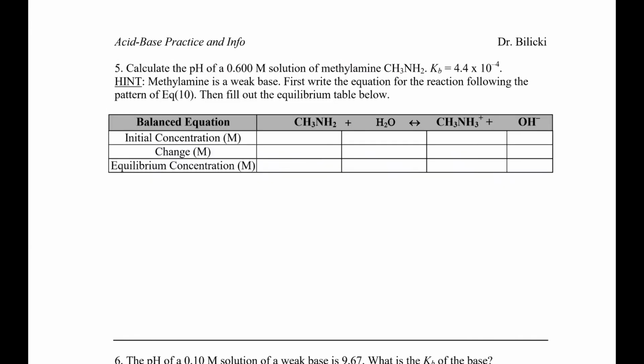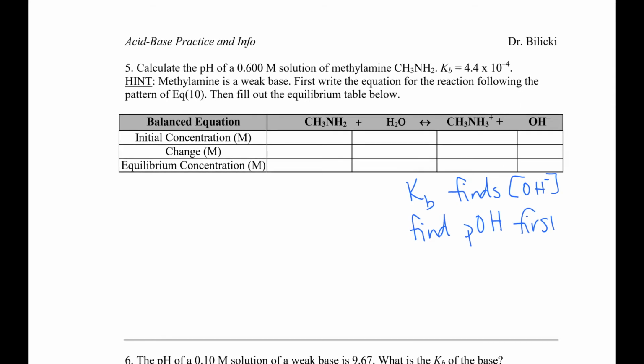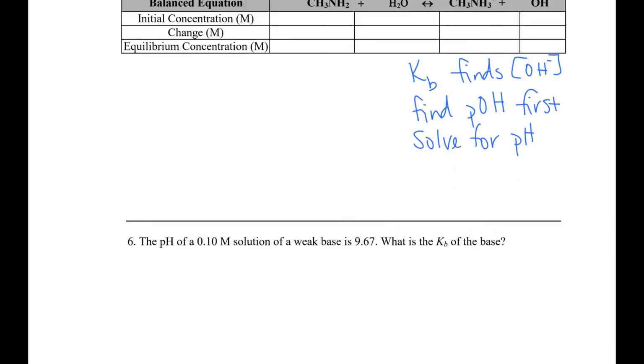I am going to skip number 5, but I do need you to note that this is a Kb problem. Remember, Kb finds an OH concentration, which means I cannot go directly from OH to pH. I'll have to find pOH first. Then I can solve for pH. But it's exactly the same as we did the last one, except this time we're finding OH instead of H.